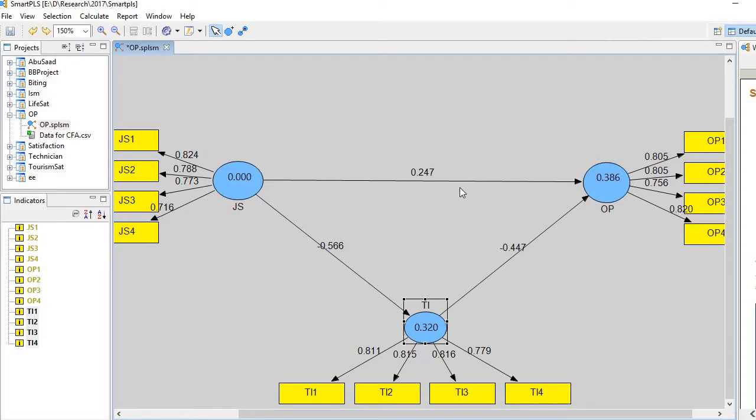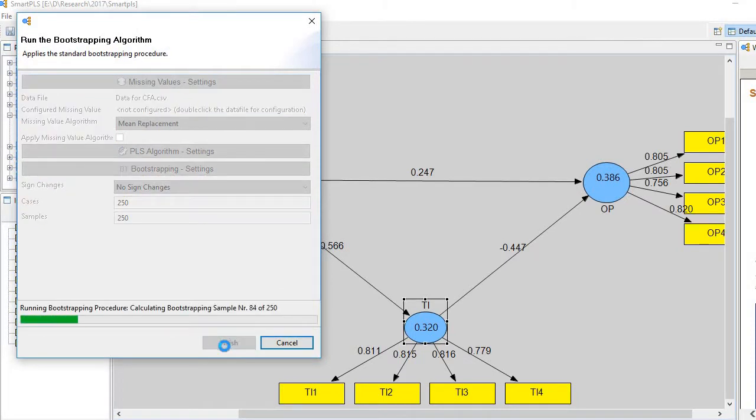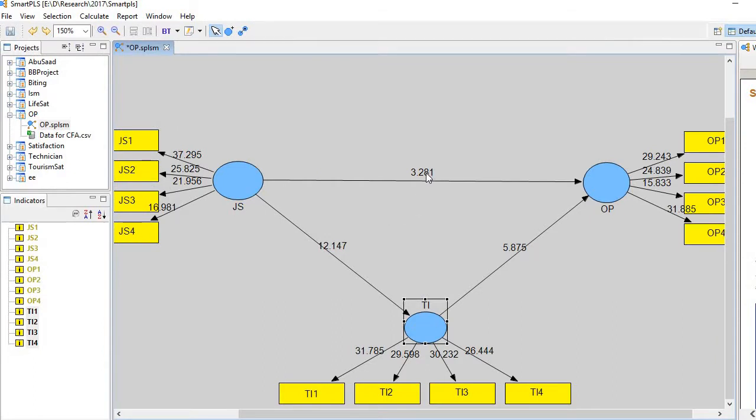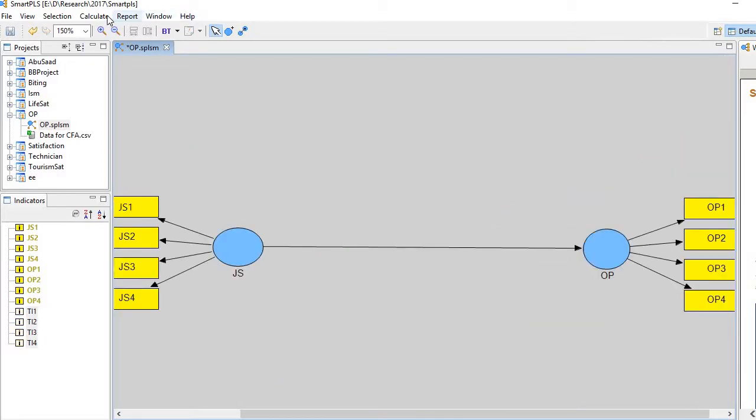If we add both, this one and the product of these two, then we get the total effect. Now let's run the bootstrapping to find out whether these relationships are statistically significant or not. Here we go. You'll see here these are the t statistics. The t values in all three cases exceed the threshold of 1.96, meaning all three relationships are statistically significant.